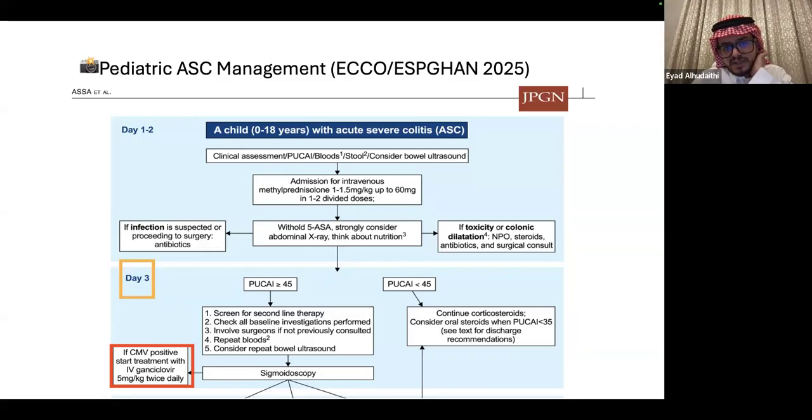So by day 3, if the PUCAI didn't drop by more than 20, then it's the time to start your pre-biologic workup, including the surgeon, and check that all the baseline investigations have been done, and repeat the ultrasound, and repeat blood, and do the sigmoidoscopy.